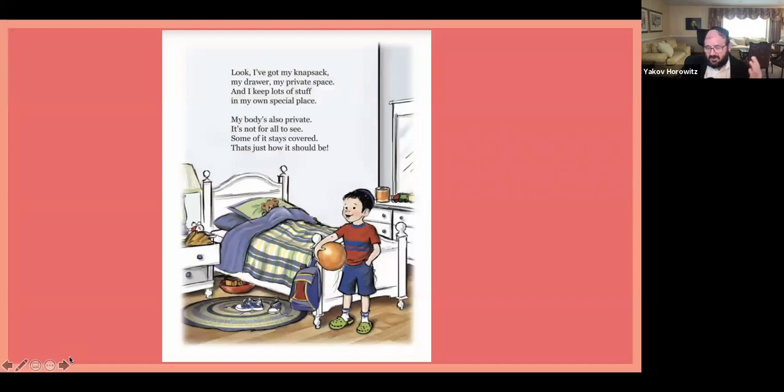This is one of the pages from our child safety book. Once you get the theory and know about what those four messages are and how we're thinking, you'll see already looking through the pages about this notion. Okay, I've got a knapsack, my drawer, my private space, keep a lot of stuff there. My body is also private. And therefore, we show the child having a ball and other items that he or she has. So in order to be able to reinforce that notion of personal space.